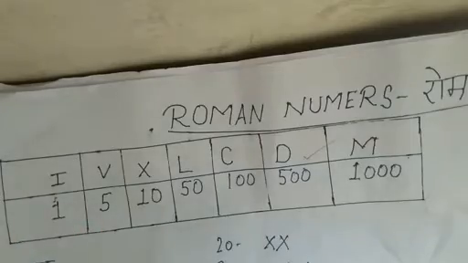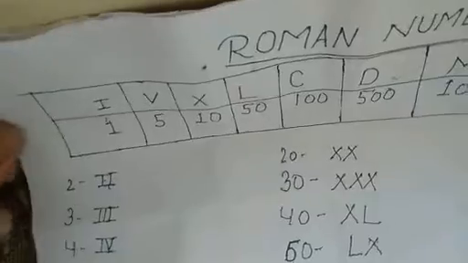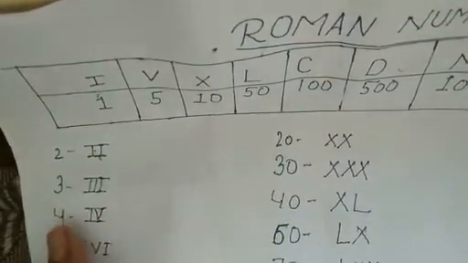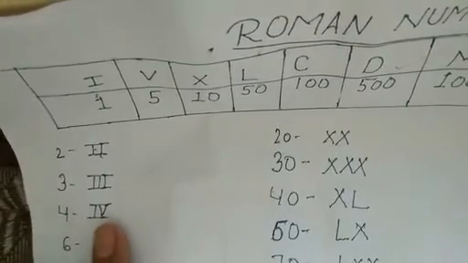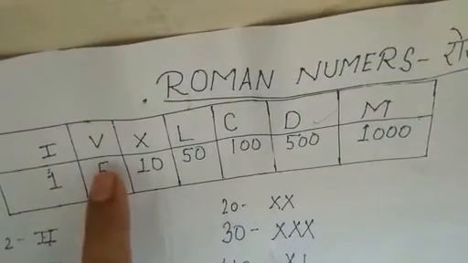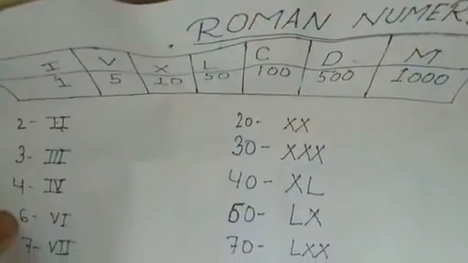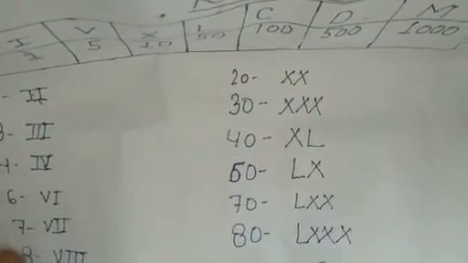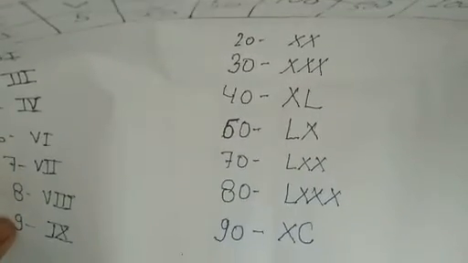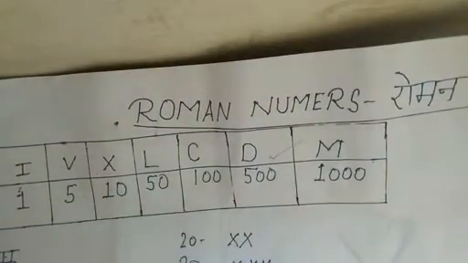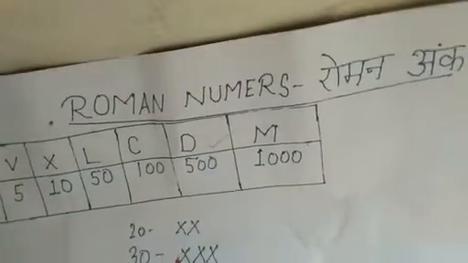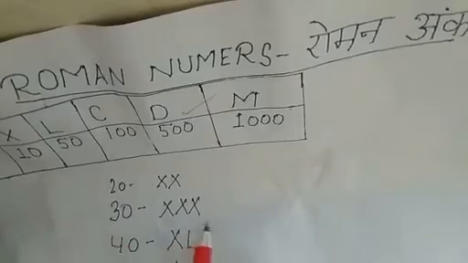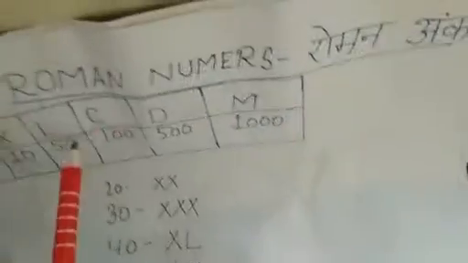Apart from this, we want to tell you some other numbers just like 2 double I, 3 triple I, 4 IV, you see here 5 V, okay, and 6 VI, 7 VII, 8 V triple I, 9 IX, and you see here 10 X, okay, 20 double X, 30 triple X, 40 XL, you see here 50 L, 60 LX, 70 L double X, and 80 L triple X, 90 XC.